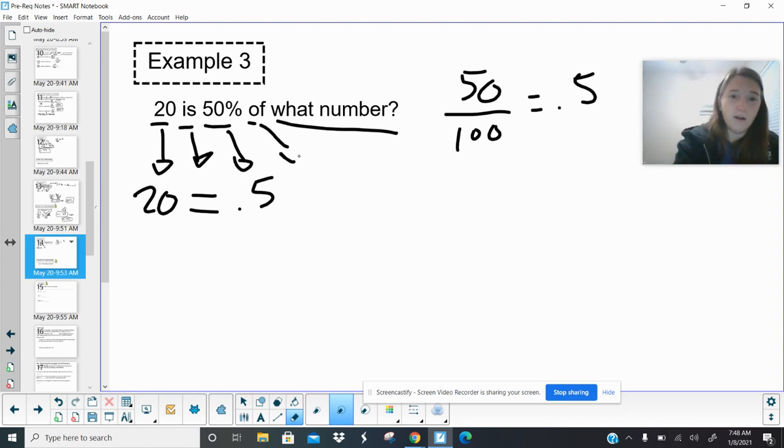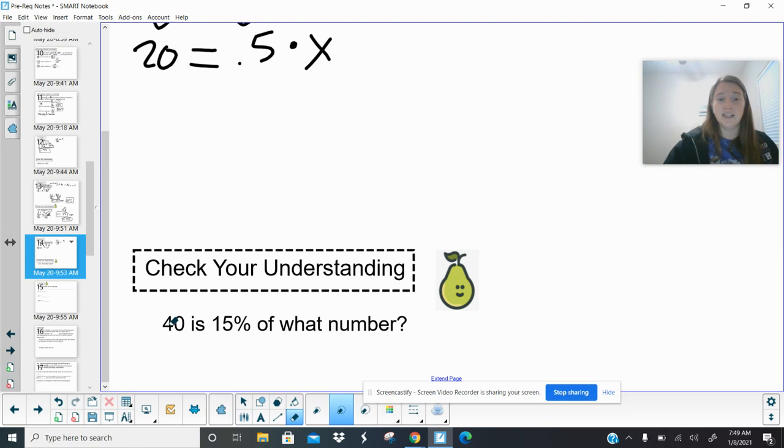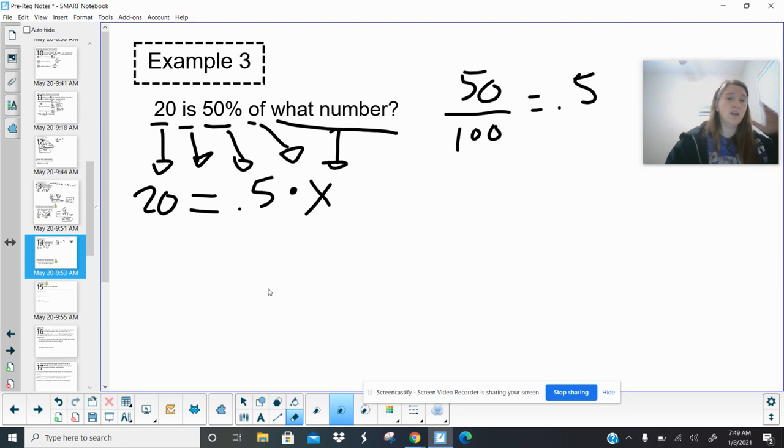Okay, what does of become? Multiply, and what does what number become? X. Again, we don't know. It's some number. 20 is 50% of what number? Now, a couple of you guys may have been able to look ahead and be like, oh, 20 is 50% of what? Well, that's asking 20 is half of what number? So you might already know the answer. But again, we don't want to rely on those strategies to get us ahead really quick. Because for something like this, 40 is 15% of what number? I don't know off the top of my head. So go ahead and solve this real quick and we will get our answer.